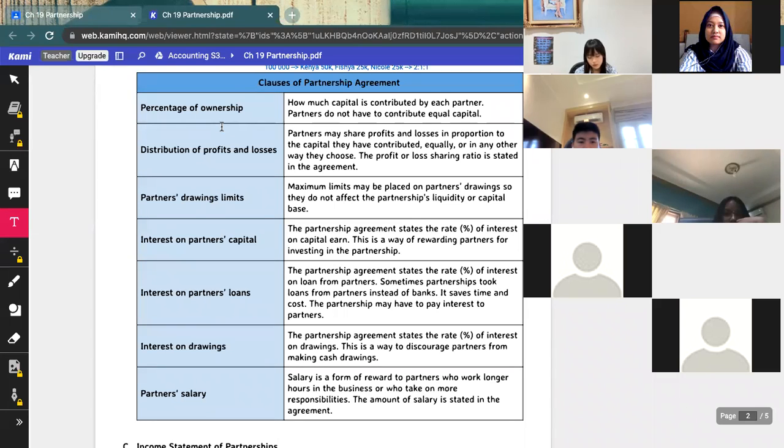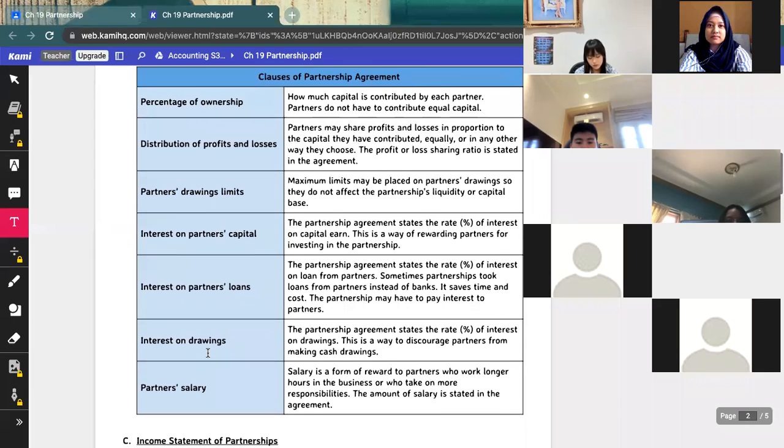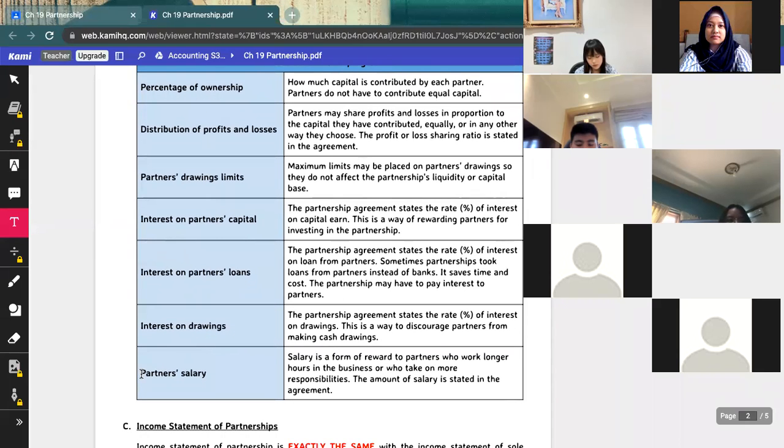In every case. So drawings limits, interest on partners' loan, and salary are not always there. But these 4 that I just stated, ownership percentage, distribution, interest on capital, and interest on drawings, are usually there. Another one that usually comes, but not always, is partners' salary.